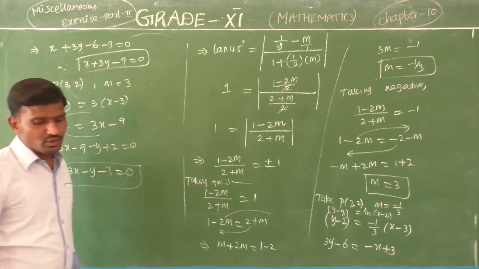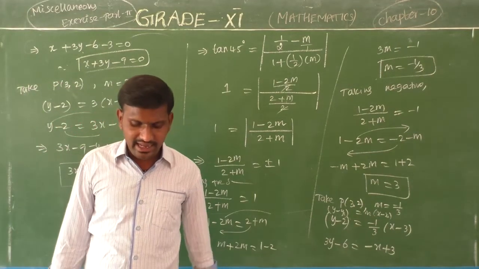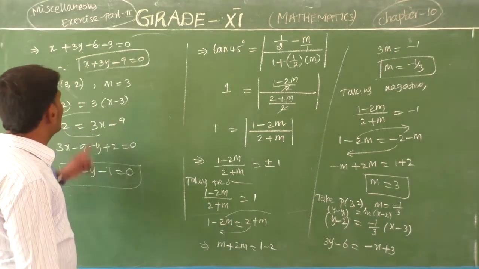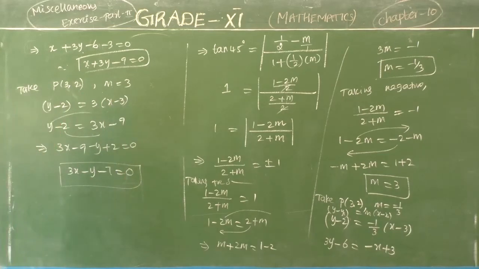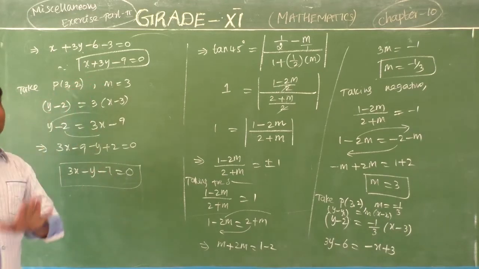Okay, students, so this is how to find the equation of lines. Two lines we are getting. What are they? The first line is x plus 3y minus 9 equal to 0, or otherwise x plus 3y equal to 9.